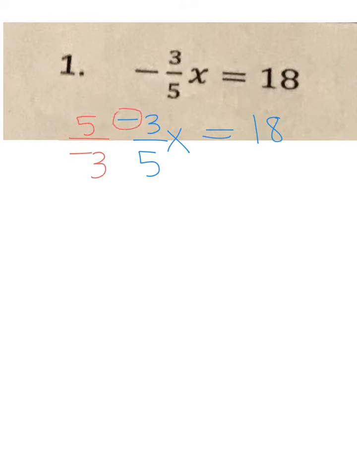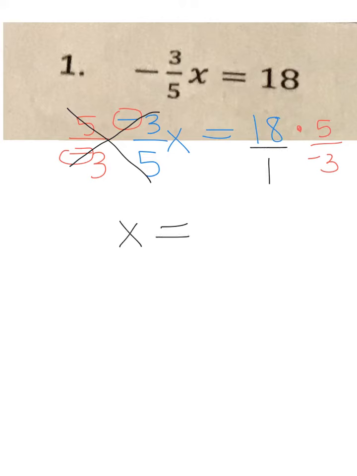Because there's a negative here, I have to put this negative here. Then I'm going to do the exact same thing to the other side, and again, you got to remember to take your negative. All right, so there we go. We've done the reciprocal on both sides. On the left-hand side, the 5's cancel, the negative 3's cancel, and I get x equals. On the right-hand side, we're going to put the 18 over the 1 because we want to see if we can reduce anything, which we can.